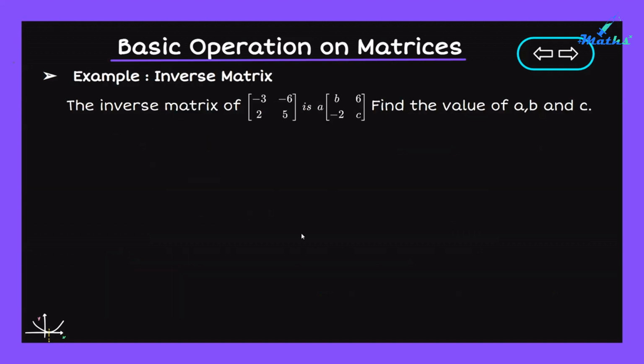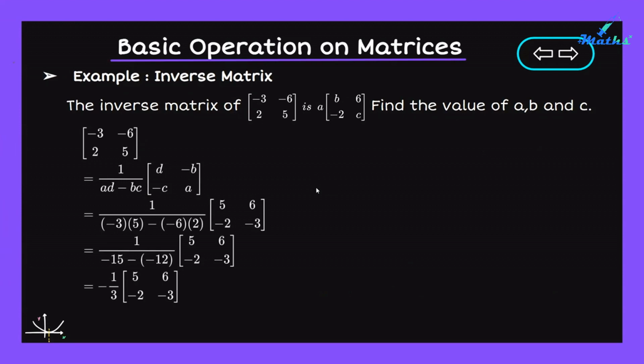So let's see some examples. The inverse matrix of this matrix, negative 3, negative 6, 2, 5, is this matrix, which has A, and then inside B and C. So find the value of A, B, and C. So we just find the inverse matrix of this matrix, and then we will find the answer. So here's the answer.